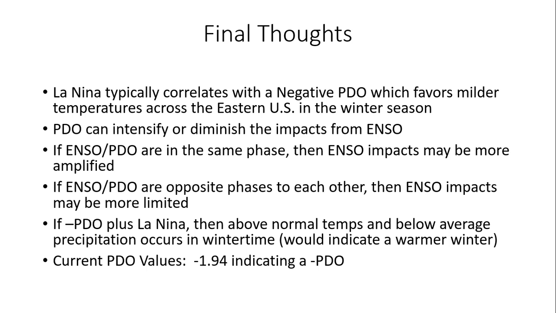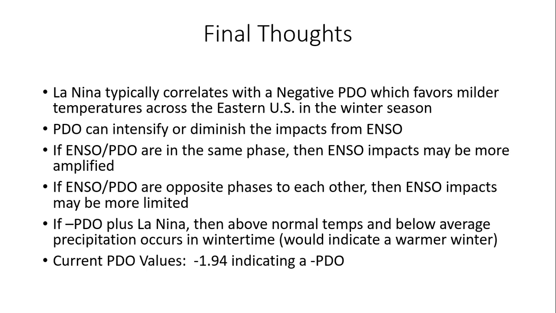And then if we get a negative PDO plus a La Nina, then we would expect to see above normal temperatures and below average precip during the wintertime over the eastern U.S., which would indicate, again, generally that combination of a negative PDO plus a La Nina would indicate a warmer winter in general that would be ahead of us. The current PDO values, by the way, are sitting at negative 1.94, so we definitely have that negative PDO.